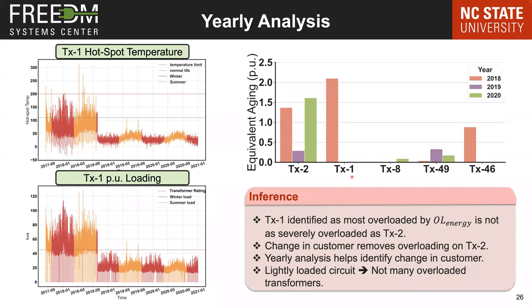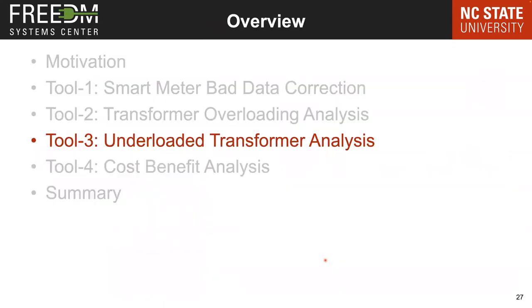But overall, out of all the 1,400 transformers, we could only find these 2 transformers that were overloaded. The other transformers were not even considerably overloaded at all. And that's primarily because, as I pointed out, this is a lightly loaded circuit, so you don't see that many overloads on the transformers. So as I pointed out, there are only a few overloaded transformers in the circuit.